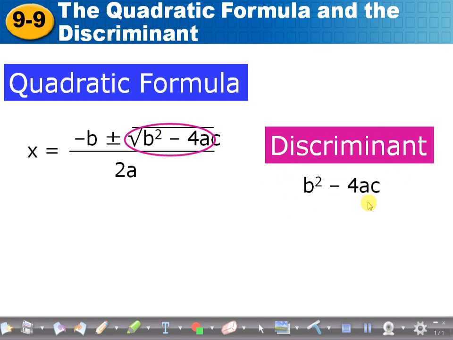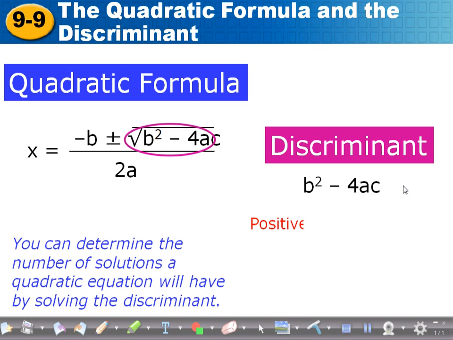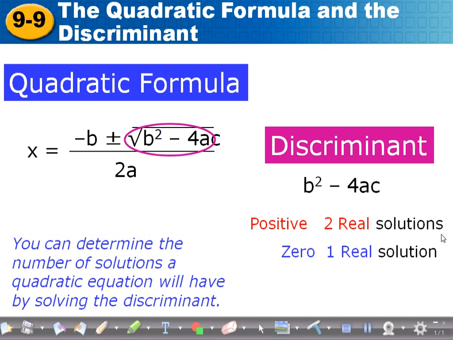You can determine the number of solutions a quadratic equation will have by solving the discriminant. I do want you to write down that if the discriminant is positive, there are two real solutions. If the discriminant is 0, there is one real solution. And if the discriminant is negative, there are no real solutions.